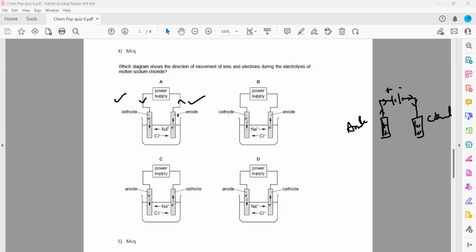And what about the movement of the ions? As we are doing electrolysis of molten sodium chloride, sodium is a positive ion attracted towards the cathode, and chlorine is a negative ion attracted towards the anode. That's why A is the right answer.